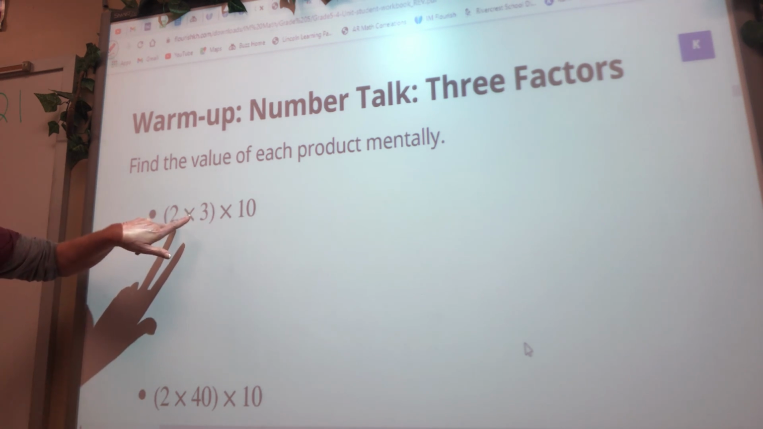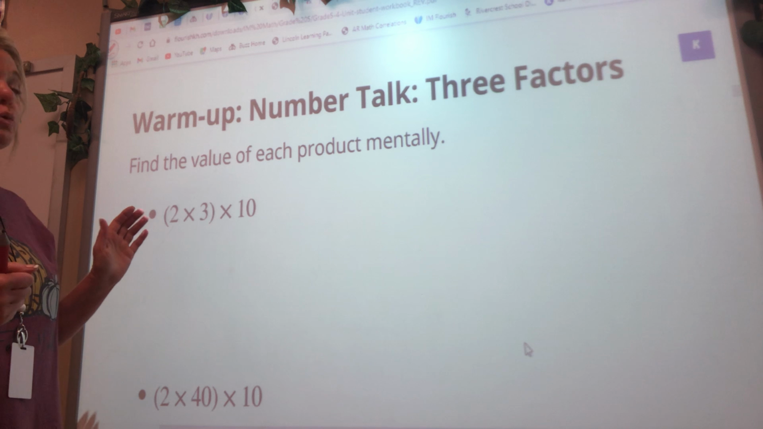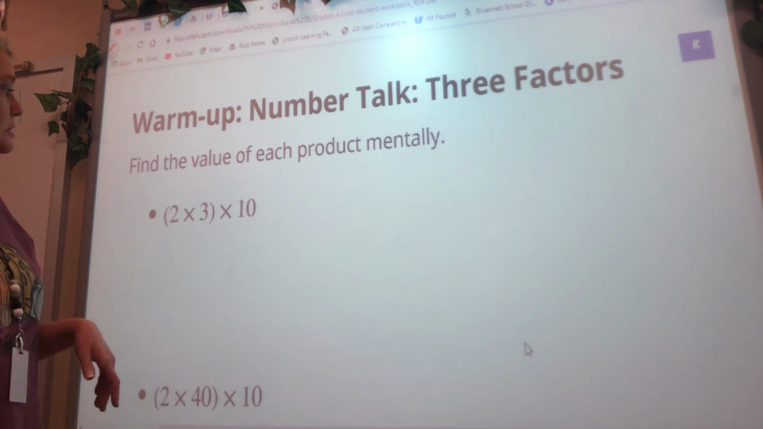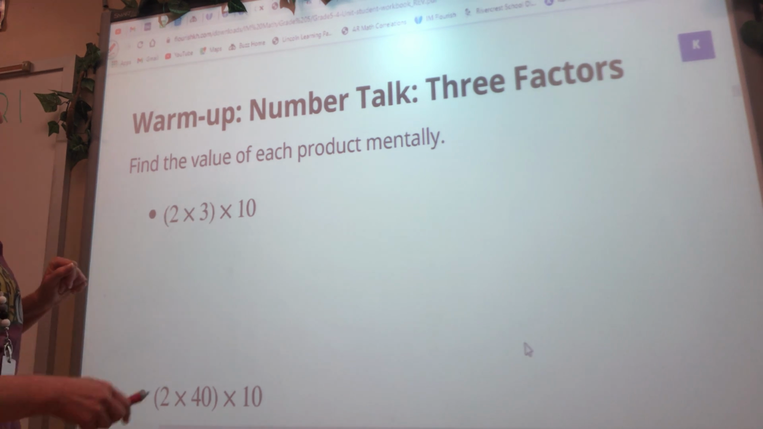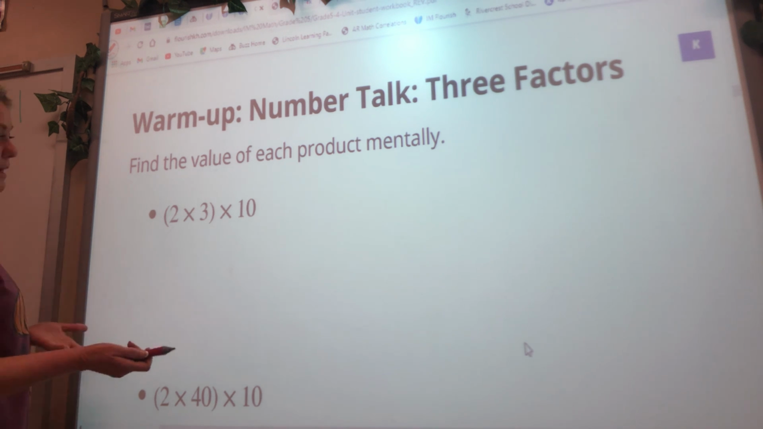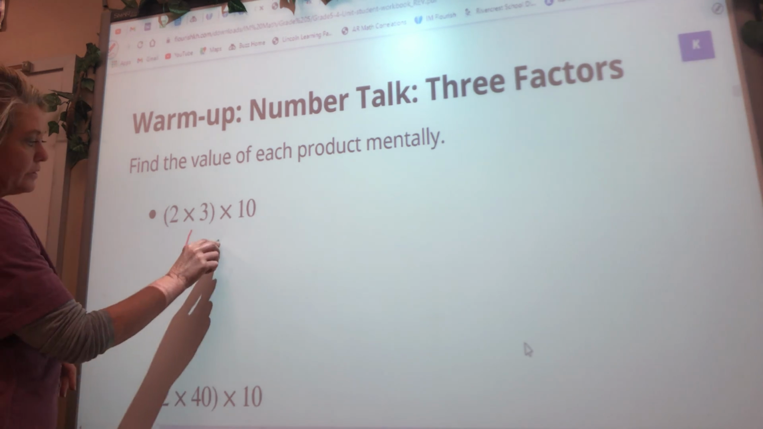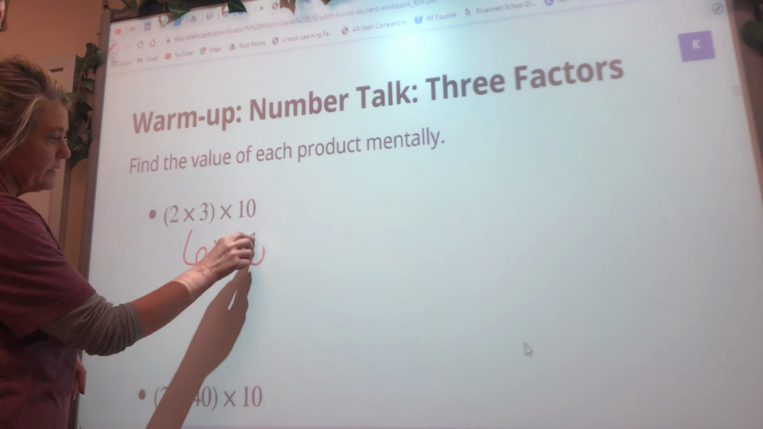So we have 2 and 3 inside the parentheses, so they're just grouped together. We always do what's in parentheses first. So we would look inside the parenthesis. We have 2 times 3 in the parenthesis. So what's going to come out of that parenthesis? A 6. And then we still have times 10.